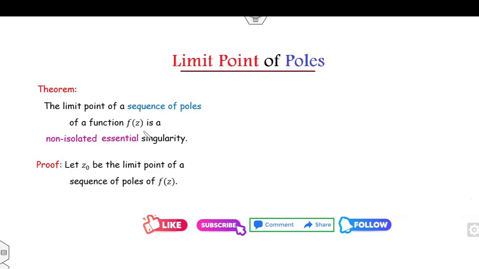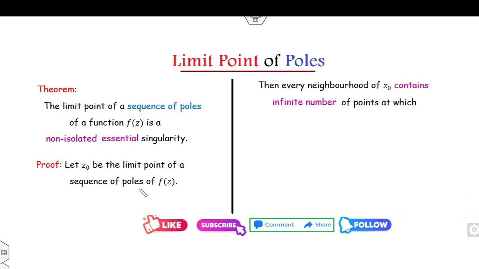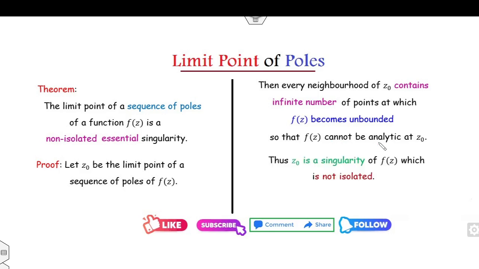The proof is very simple. If I consider z0 is the limit point of the sequence of the poles, what does that mean? That means every neighborhood of z0 contains an infinite number of points. Since these are poles, f of z goes to infinity. That means the function is unbounded. So you have an infinite number of points where the function is unbounded. Once the function is unbounded, the function is not analytic there. Once the function is not analytic, that means the point is not isolated.